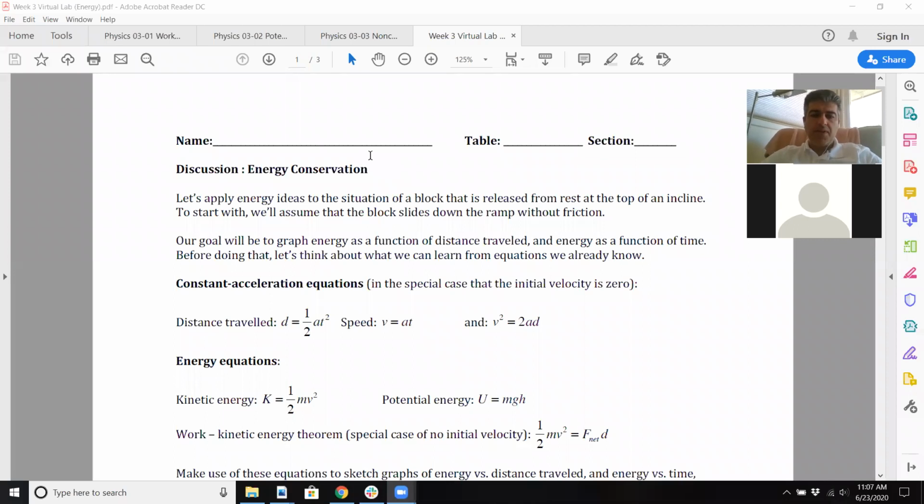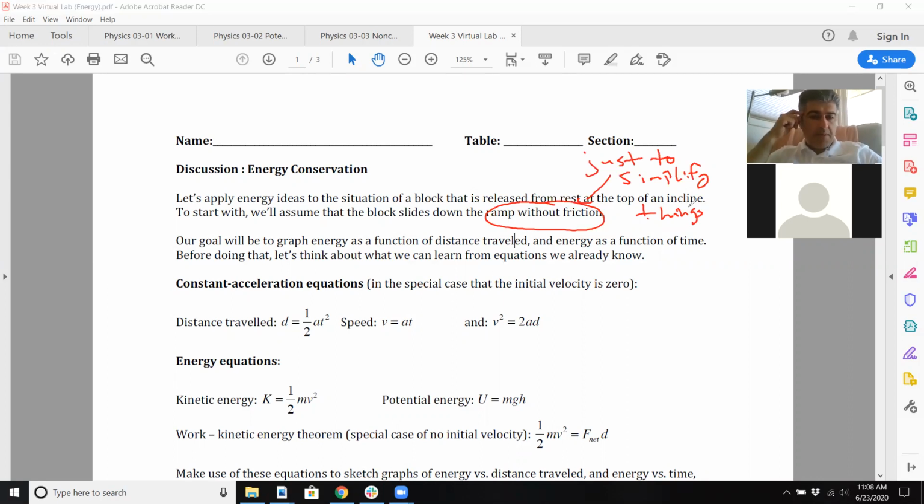So let's apply energy ideas to a situation: a block that was released from rest at the top of an incline. To start with, we'll assume that the block slides down the ramp without friction to make things easy. So we're simplifying the situation here. Our goal will be to graph energy as a function of distance traveled and as a function of time. Okay? If we're doing that, let's think about what we can learn from equations we already know.